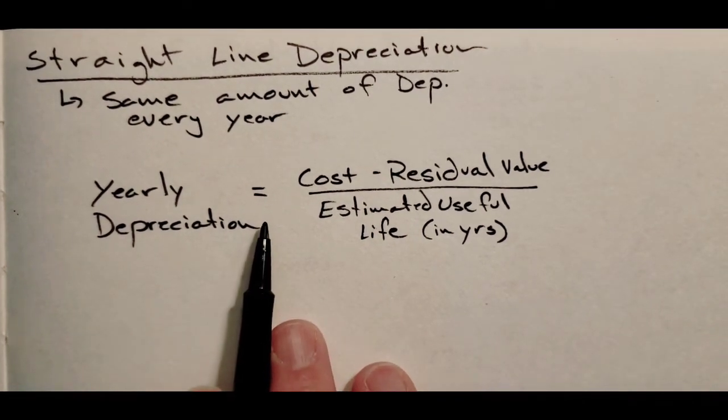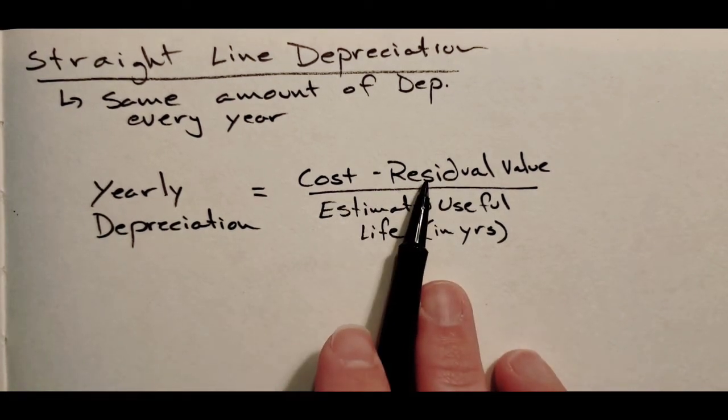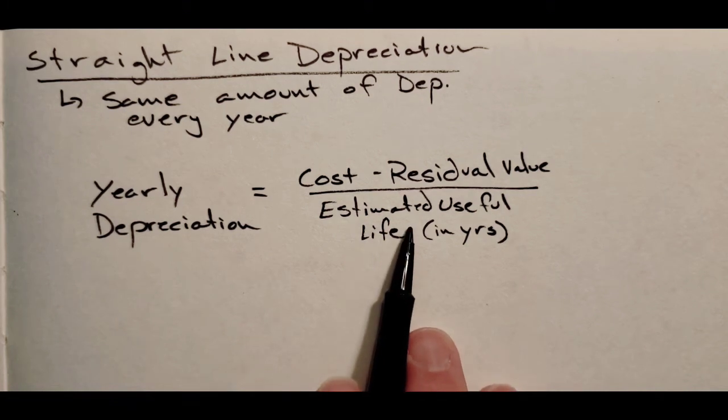So the equation is the cost of the asset minus the residual value, what it's worth when the company is done with it, divided by the estimated useful life in years.